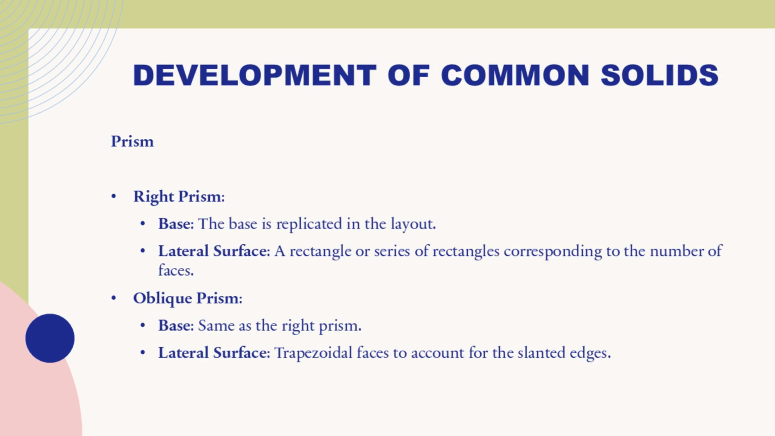Let's explore surface development for prismatic shapes. Right prisms feature a replicated base in the layout. The lateral surface appears as rectangles corresponding to the number of faces. Oblique prisms require additional considerations for their slanted edges. Trapezoidal faces are used to account for the unique geometric characteristics.